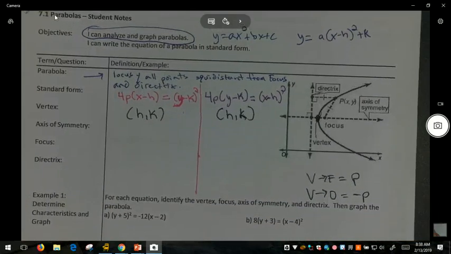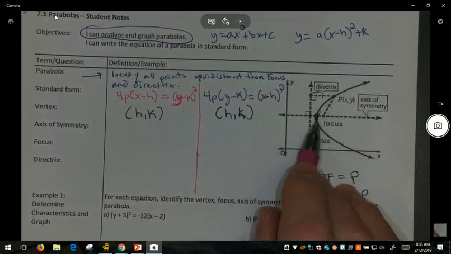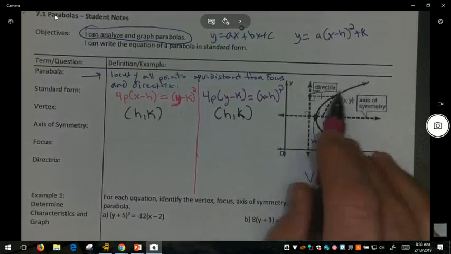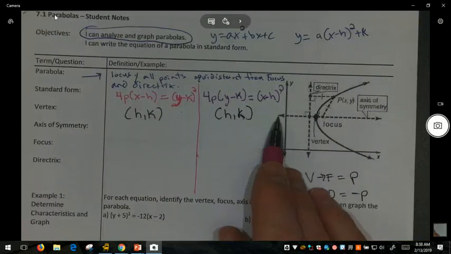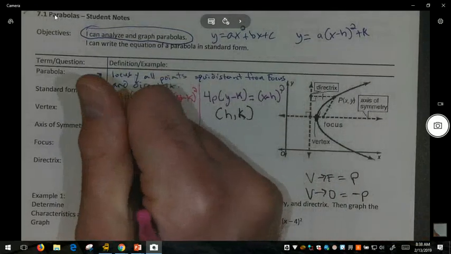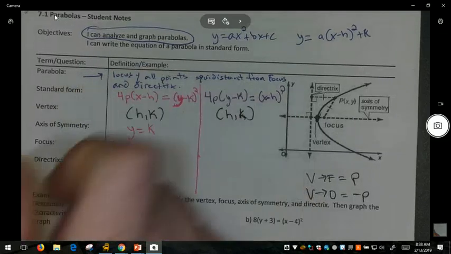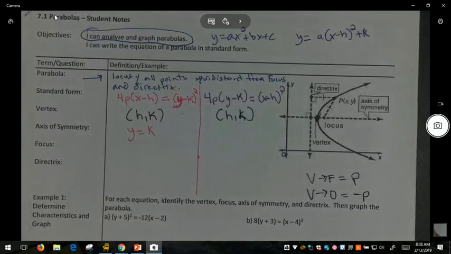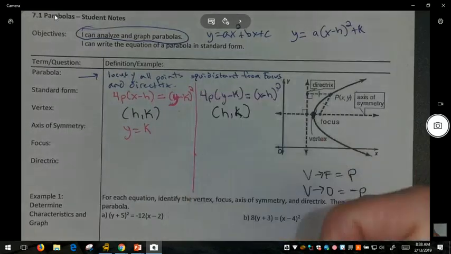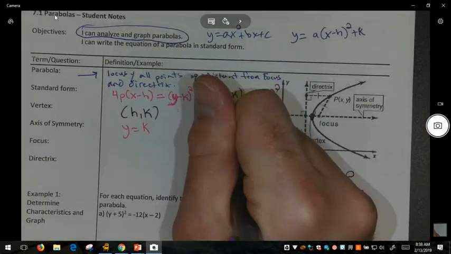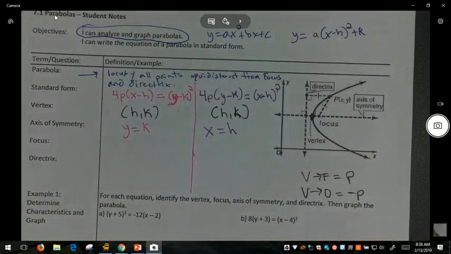Our axis of symmetry for one opening horizontally will be a horizontal line, y equals k. For one that opens vertically, it'll be a vertical line, x equals h.